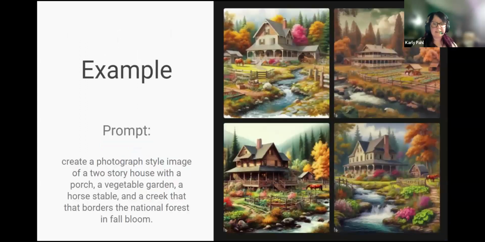And in this next example, it shows you how specific you can get and how that changes the output of your image. So the prompt for this one was create a photograph style image of a two-story house with a porch, a vegetable garden, a horse stable, and a creek that borders the national forest in fall bloom. And it came up with all of these lovely images with those more specific criteria.